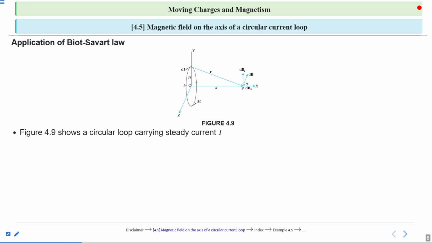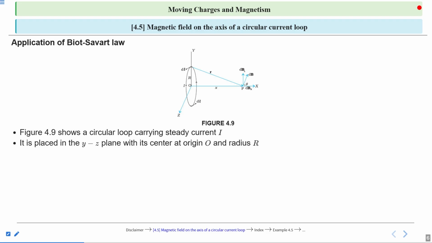So figure 4.9 is showing a circular loop carrying steady current I. You can see it is placed in the YZ plane. This diagram is 2D, but you have to imagine it in 3D. We are considering all three axes X, Y, and Z. This circular loop is placed in the YZ plane. Which is the YZ plane? Perpendicular to the plane of paper, the screen you are seeing.